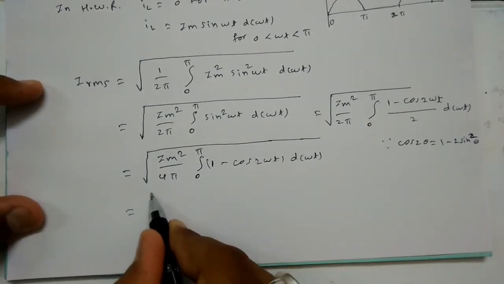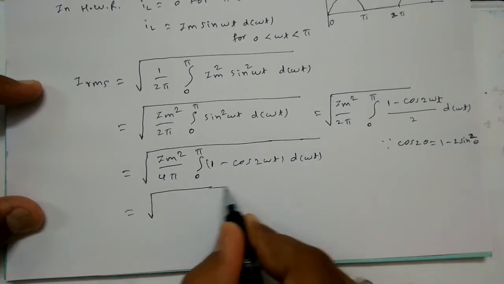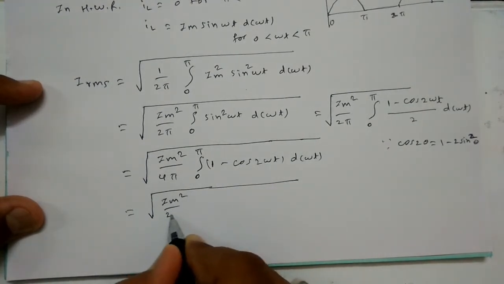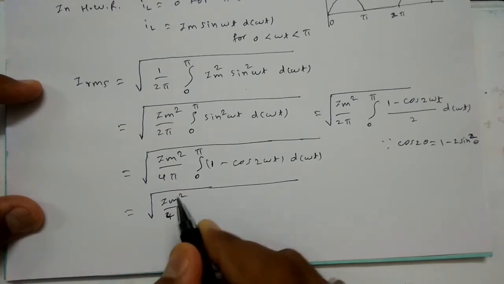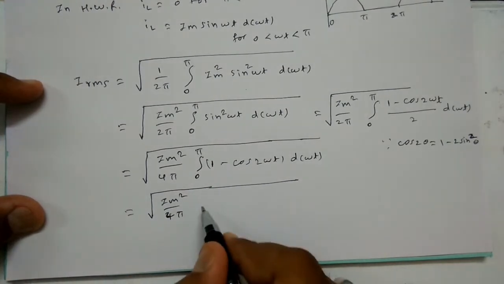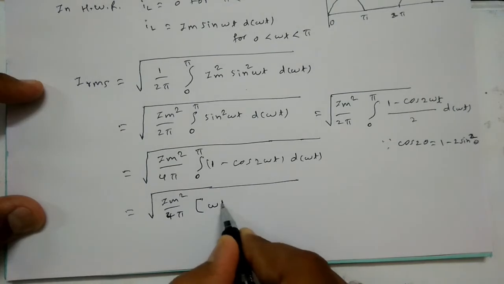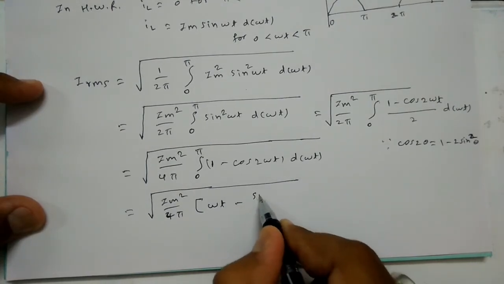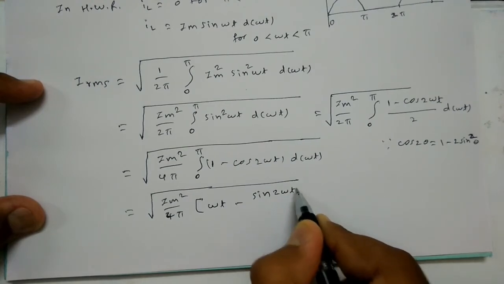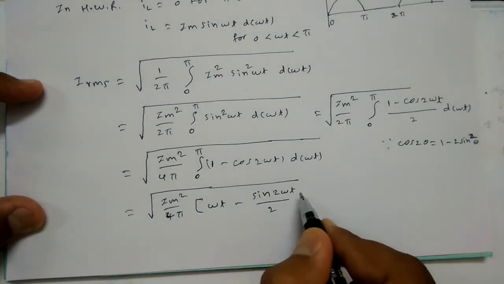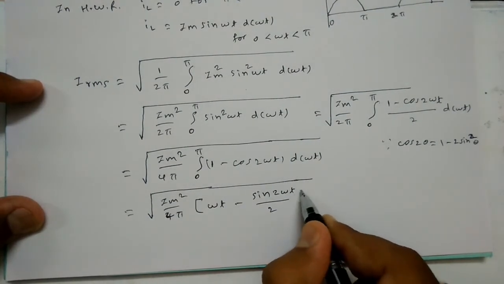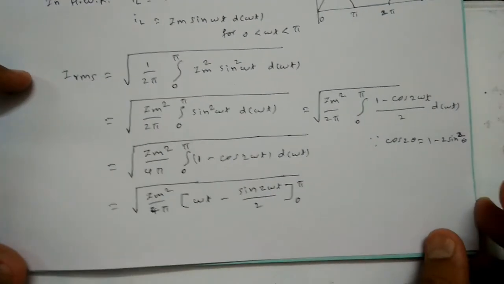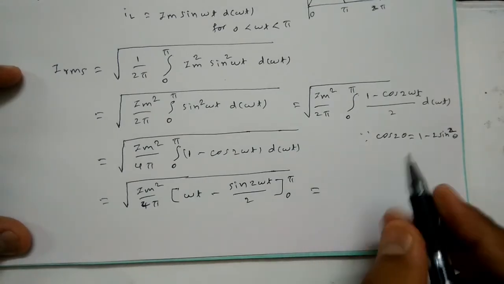So now we'll be simply integrating it. So we are having now Im square by 4 pi. Now integration of this, if we take, we are having in bracket omega t, and its integration will be sine 2 omega t divided by 2. Yes, this is important. And bracket complete, and the limit will be from 0 to pi. After this, I think it is now very easy.